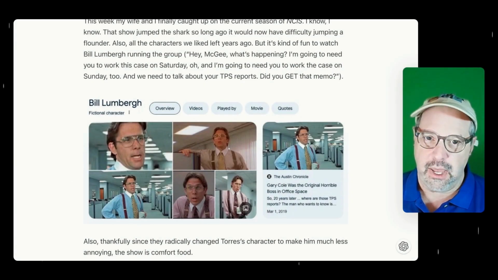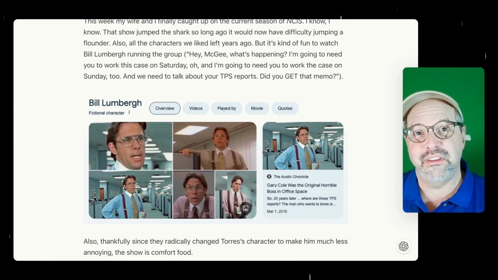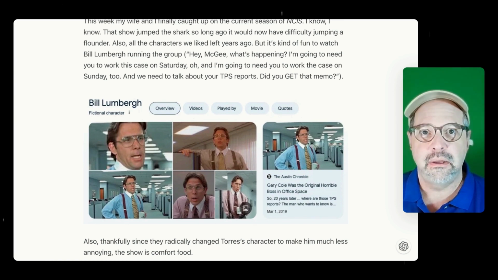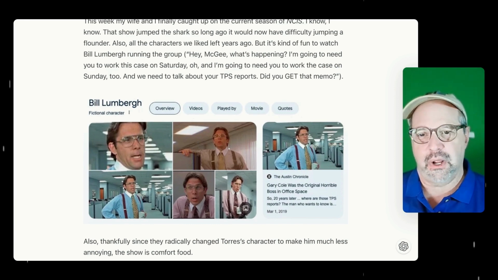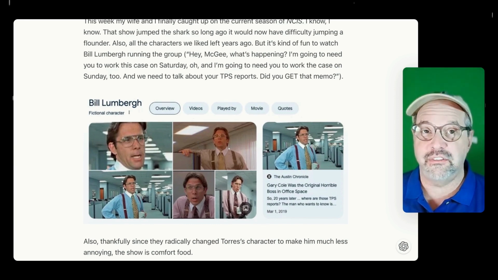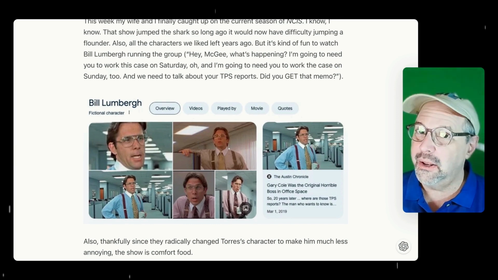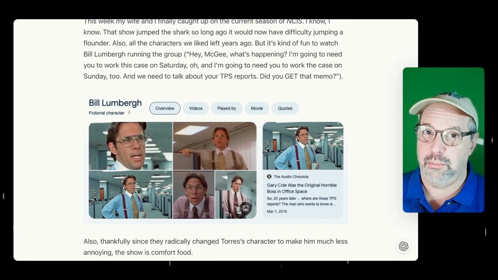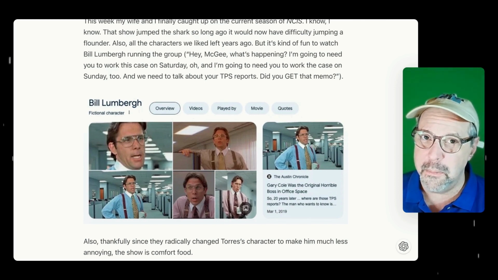Hey, McGee, what's happening? I'm going to need you to work this case on Saturday. Oh, and I almost forgot. I'm going to need you to work this case on Sunday, too. And we need to talk about your TPS reports. Did you get that memo?